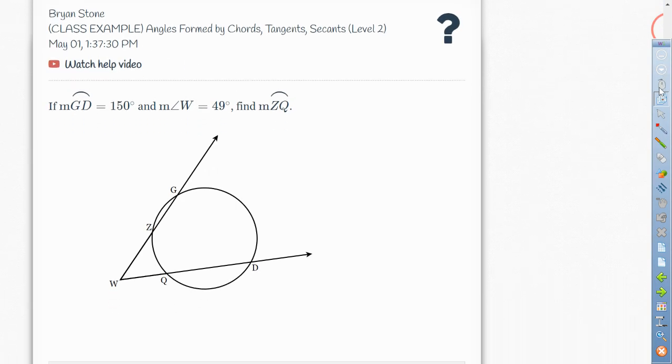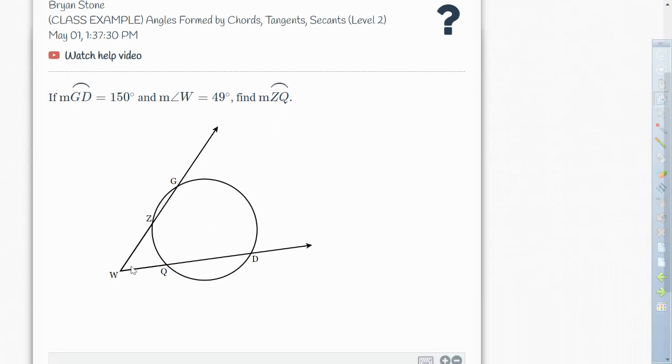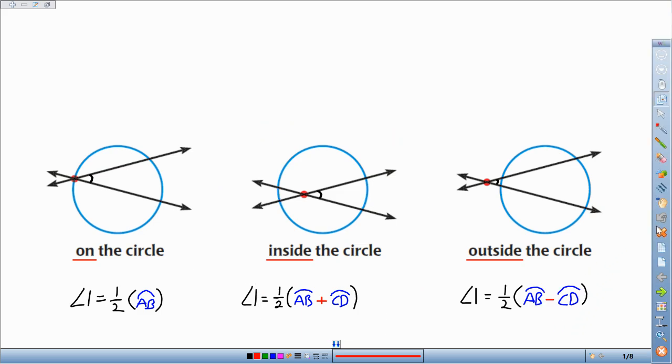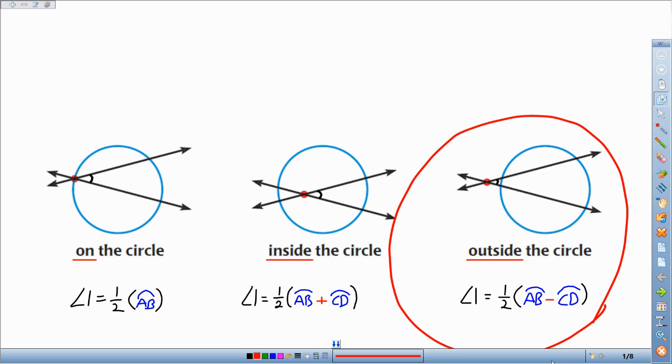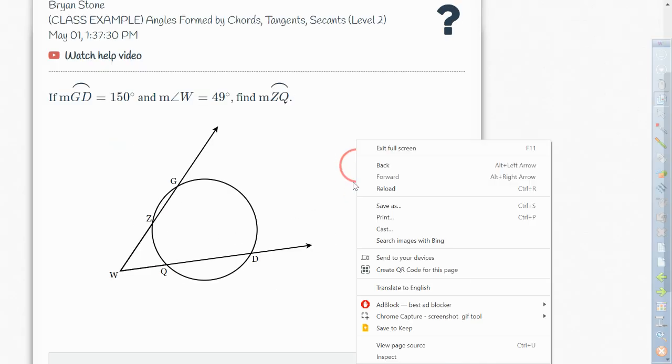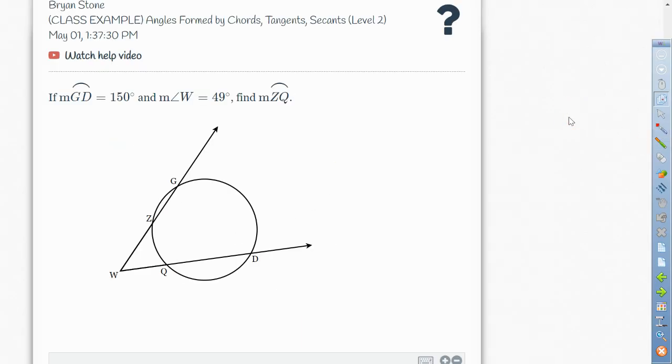All right, so first thing to realize, we are dealing with an angle outside the circle. Just a quick reminder, here's our formula for the angles outside a circle. The only difference is that when we have an angle outside the circle, those two intercepted arcs are subtracted from one another. So let's see what values they're giving us on this.